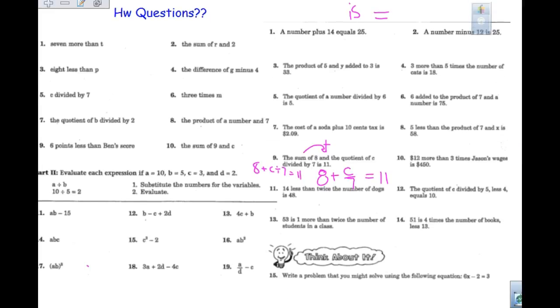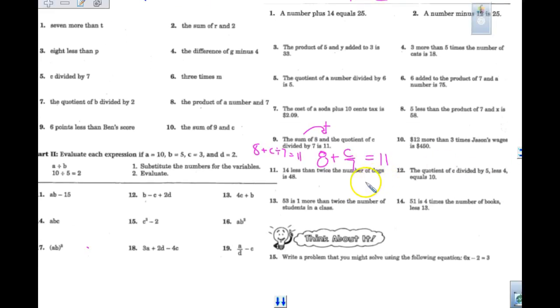I put C because I said plus 8. Same thing, right? Addition can be commutative. So because addition is commutative, you could have said the sum of the quotient, the C divided by 7, and then you add 8 and it equals 11, same thing, right? When does order matter? When we're doing subtraction.